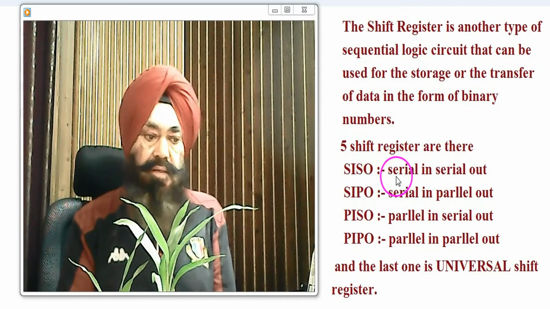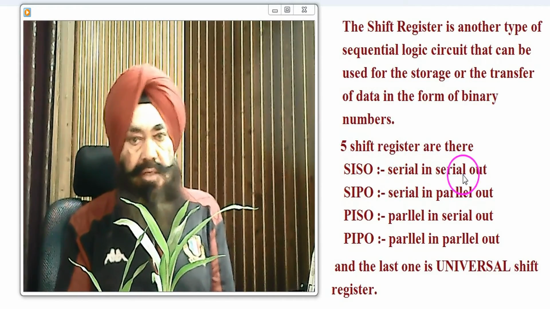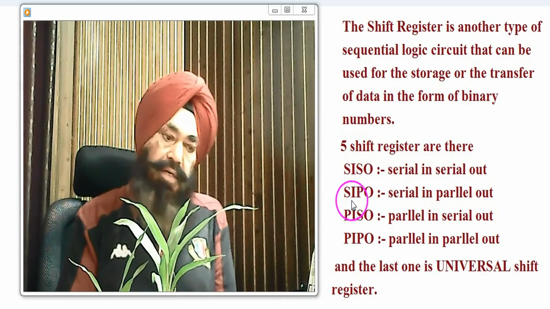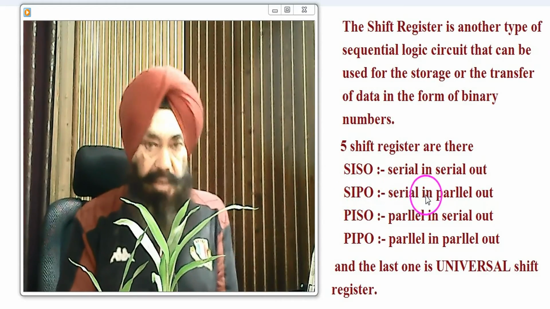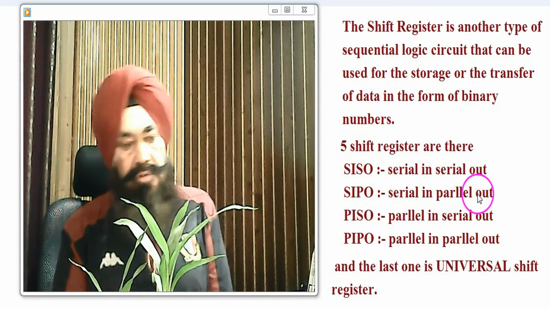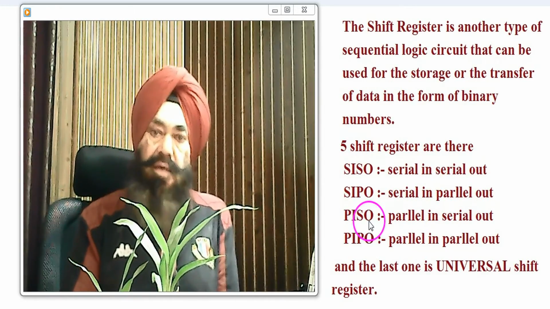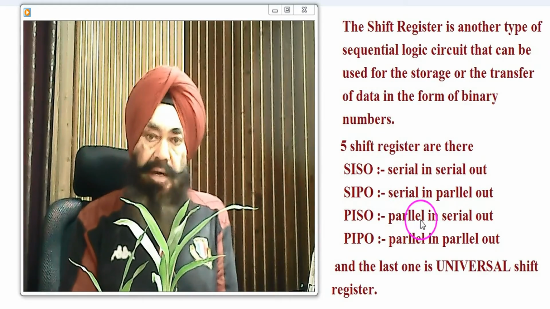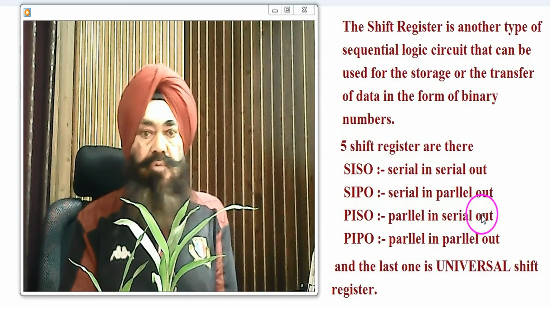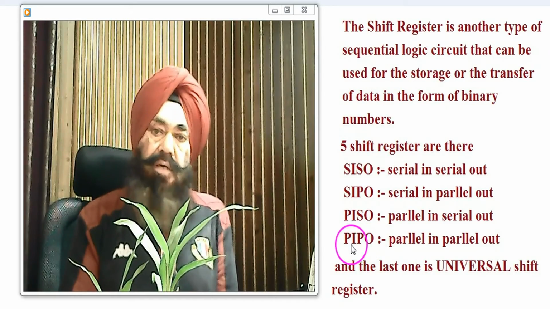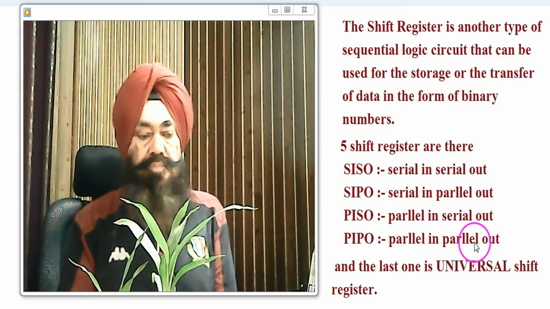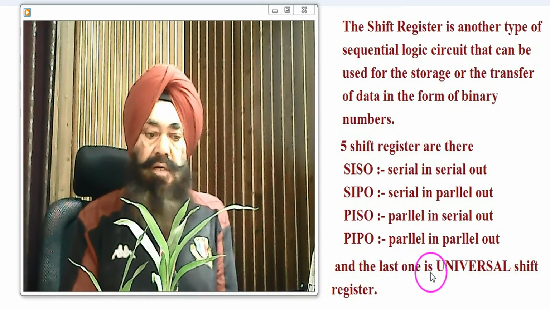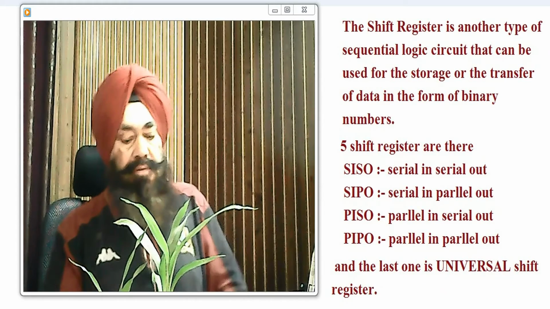SISO means serial in, serial out. Second, SIPO, serial in, parallel out. PISO, parallel in, serial out. And PIPO, parallel in, parallel out. And the last one is the universal shift register. Okay.